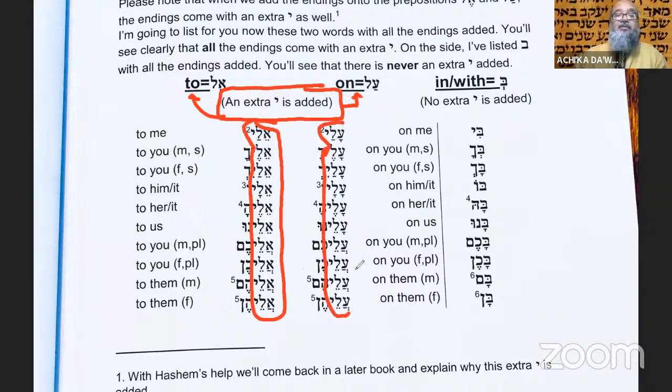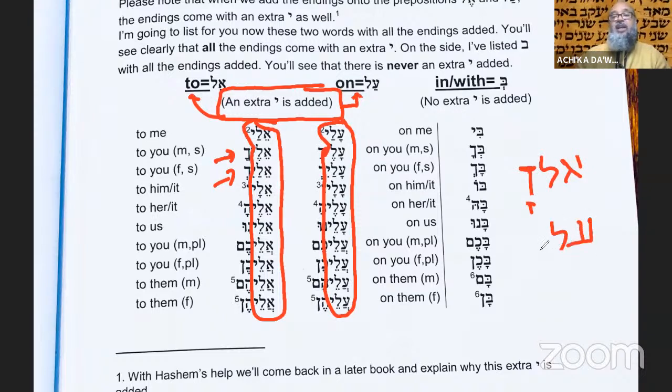Always. The reason why they add this is because you're adding another letter to the end. You just can't go like this. You can't go el and then like this. You just can't go "elka." You can't do that. You can't go al and then put a kaf on the end.